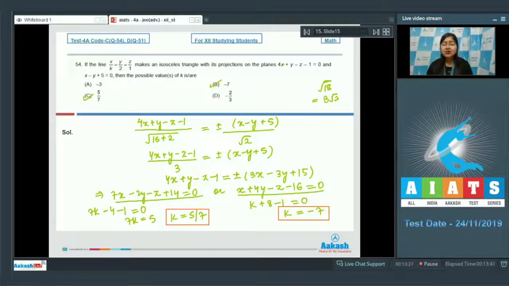Now here let us check the angle between the two planes also. So cos theta is equal to 4 minus 1 divided by under root of 16 plus 2, that is 18, into under root of 2. So that is equal to 3 divided by 6, that is equal to 1 by 2. That is, the angle between the planes theta is equal to 60 degrees, which means that the isosceles triangle will always be an equilateral triangle. So from this case also we get these same values. So the answer is options B and C.